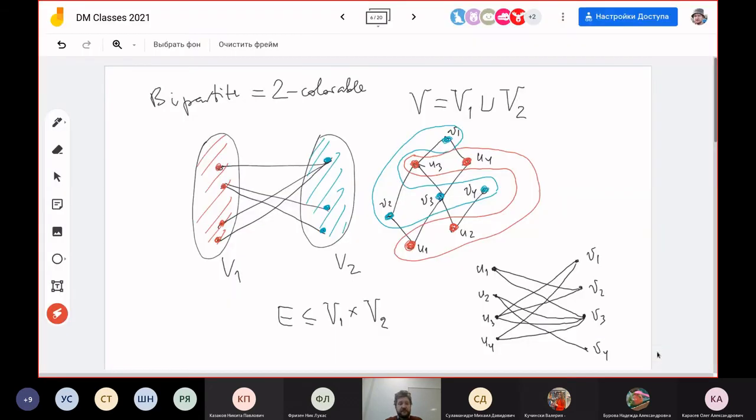And now let's continue with that. So what does it mean to be two colorable? We know it's the same as being bipartite. Is there a polynomial time algorithm for checking two colorability, whether a graph can be colored in two colors, or the same, that the graph is bipartite? How do you check it quickly?